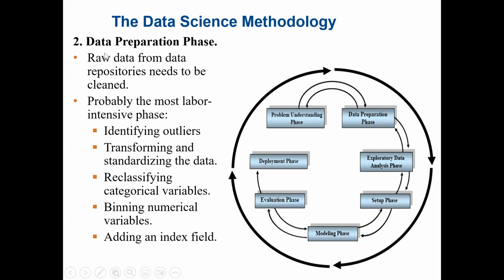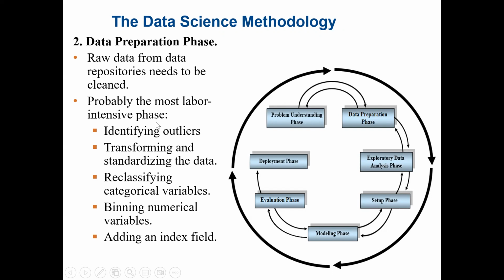Then next, we need our data. Data science is about analyzing data. So next, we may have data, again, structured and especially unstructured data. This data may consist of errors, missing values, etc., outliers. So normally we need to prepare the data for analysis. So phase two is the data preparation phase. Here we say raw data from the data repository needs to be cleaned. Probably this will be the most labor-intensive phase.